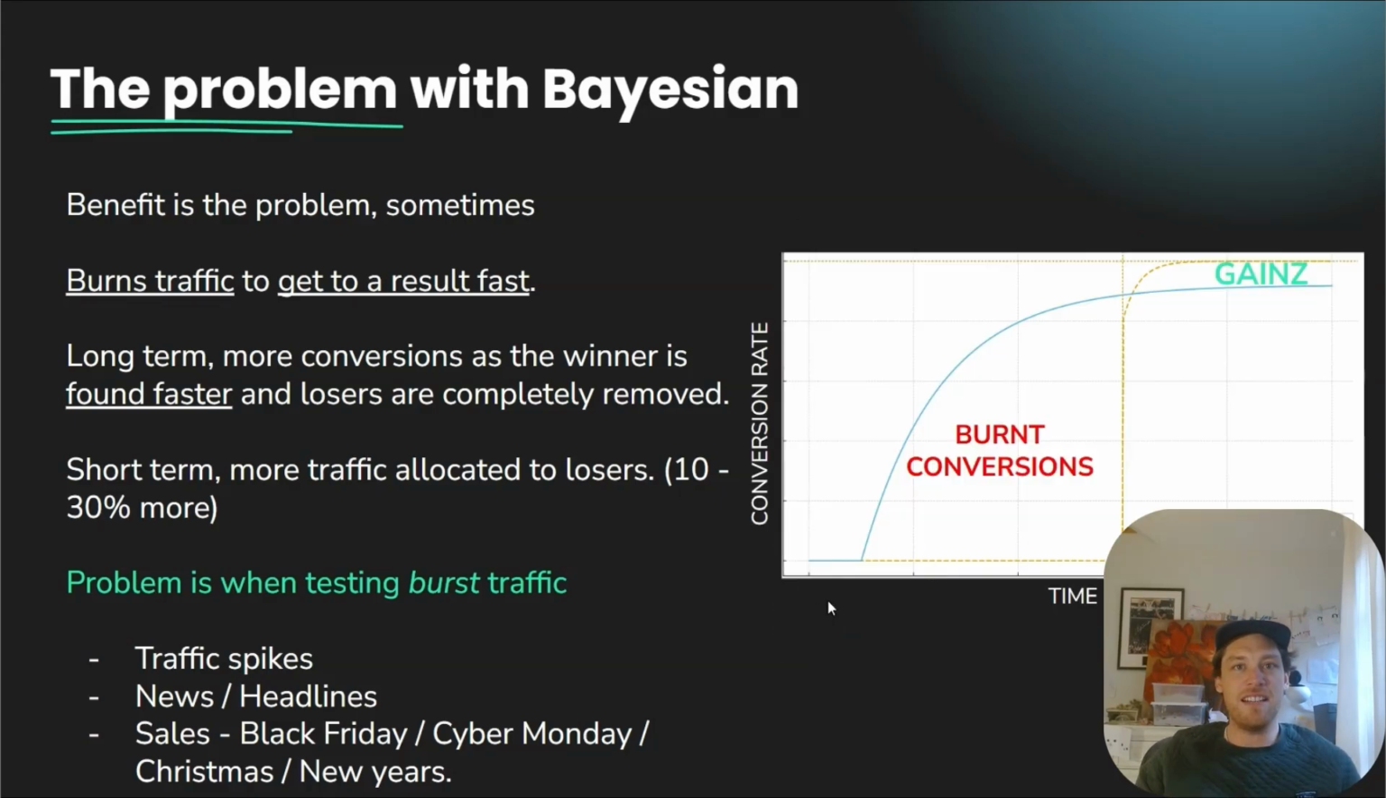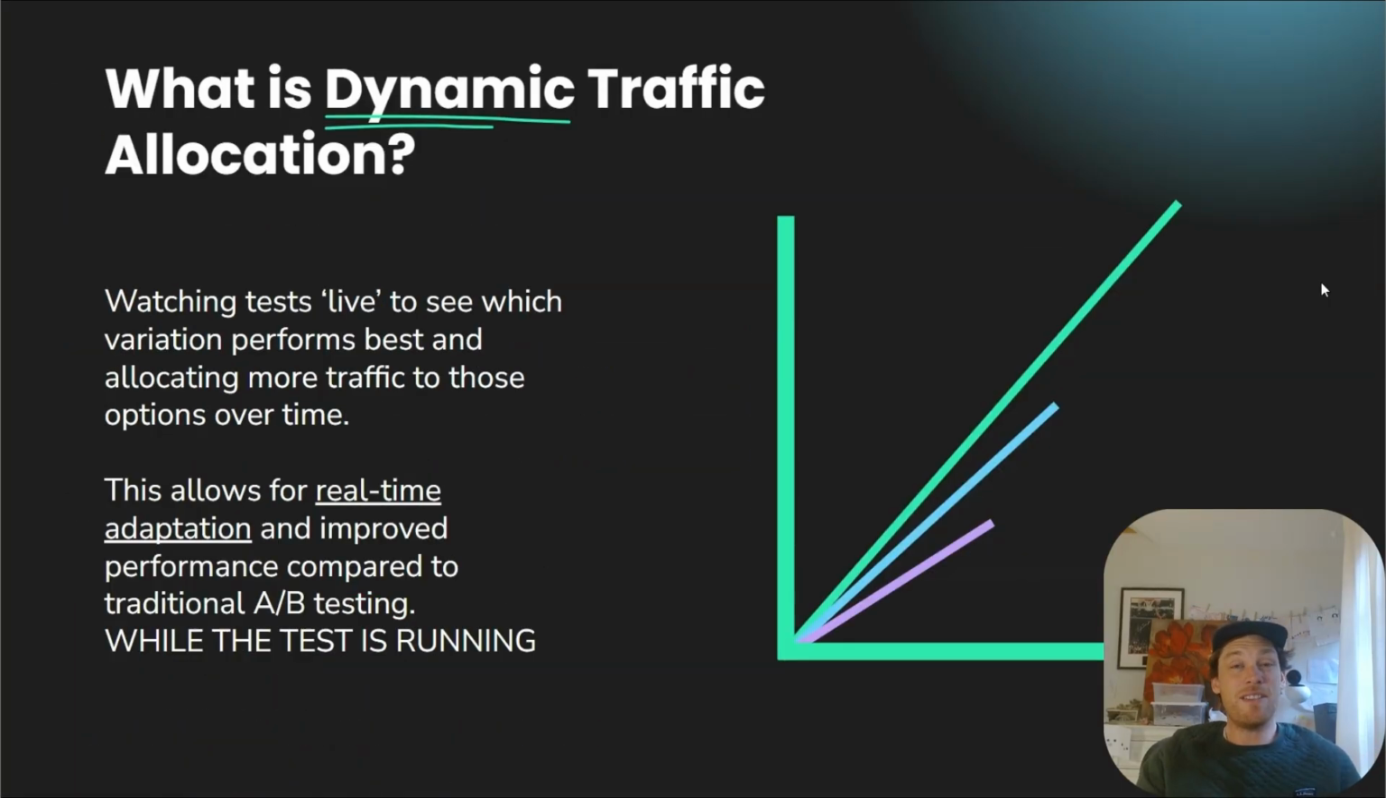And here it is displayed a different way. Over time with a standard test, the conversion rate doesn't improve until it gets to the very end, and then it jumps all the way up here to the gains. Dynamic traffic allocation means that after just a little while, it'll start pointing traffic towards the better version. Now, that's great because you don't have as many burnt conversions, but in the long run, you end up having less gains. So like we said, what is dynamic traffic allocation?